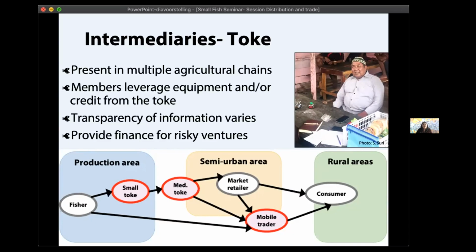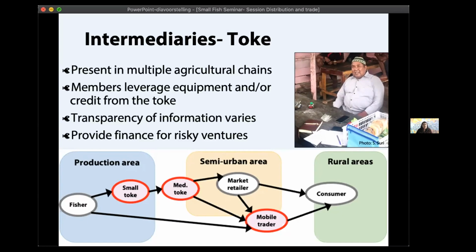These fishers are part of the membership group or anggota of the toke. Toke range in size from small to large, and smaller toke can be part of the membership group of a larger toke. The small toke gets the financing from the larger toke to go and purchase those boats and equipment in order to recruit fisher members. The small toke then aggregates the product from those fishers and sells it on to the larger toke. Thus, fish moves forward through the supply chain.